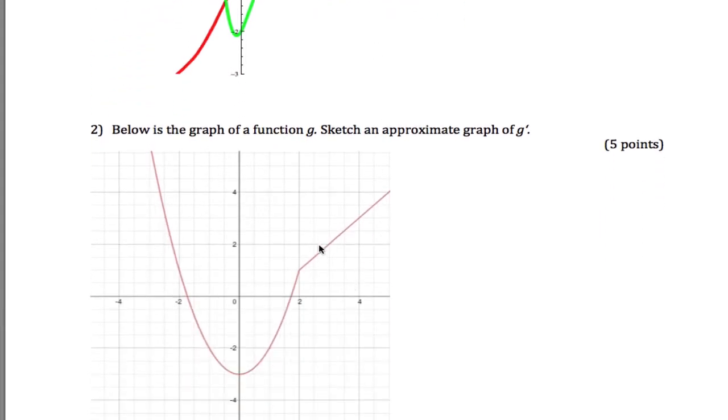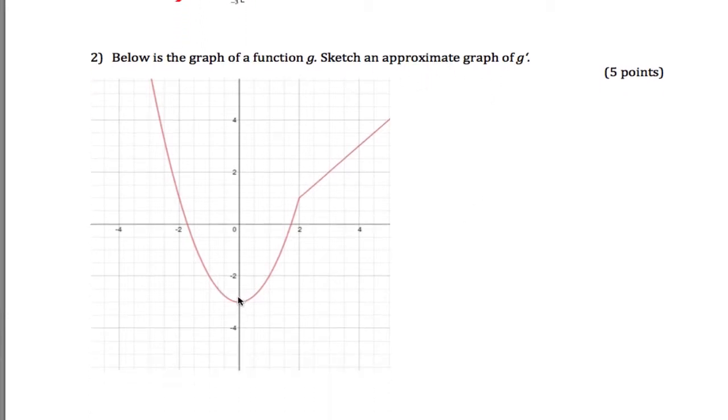Below is the sketch of a function g. Sketch an approximate graph of g prime. All right, things you'll want to make sure happen. The height of my derivative g prime better be 0 right here. That's the key thing. It's flat right here. The height better be 0.